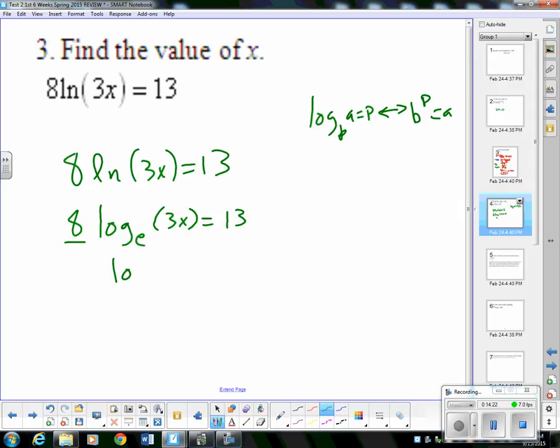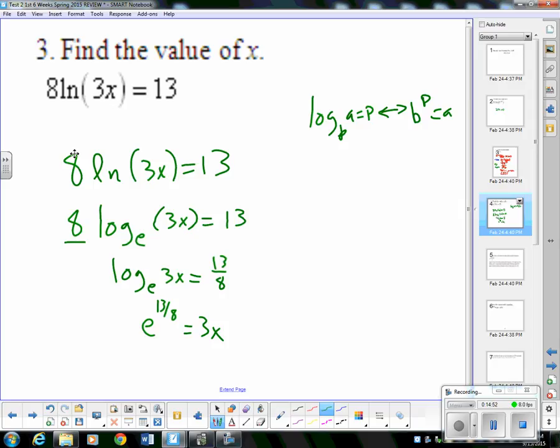So if we do it that way, we're going to have log base e of 3x is equal to 13 divided by 8. Now we can figure out what 13 over 8 is with the calculator in just a second, but right now we're just going to leave it like it is. Okay, now we're in log base answer power becomes base power is equal to the answer. So e raised to the 13/8 power, whatever 13/8 is equal to, is 3x.